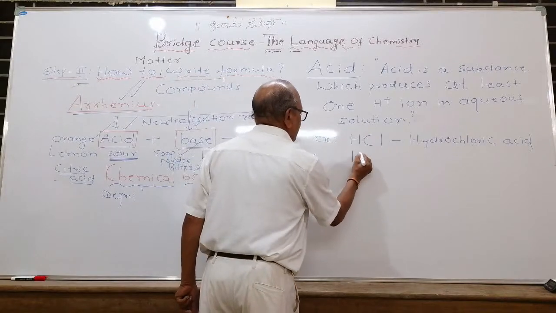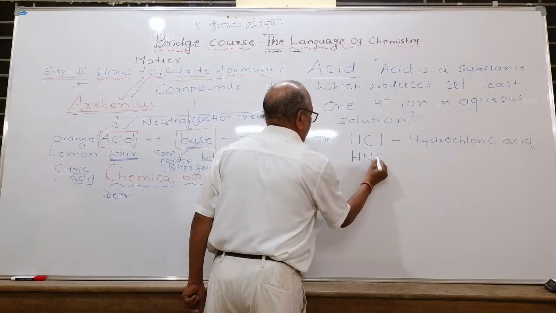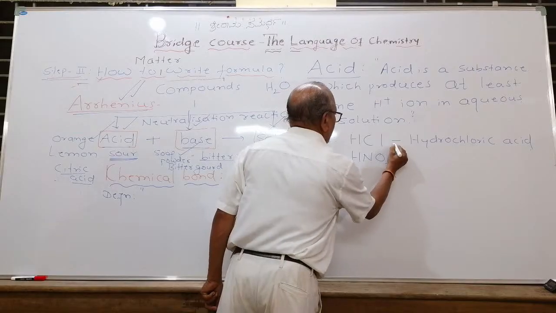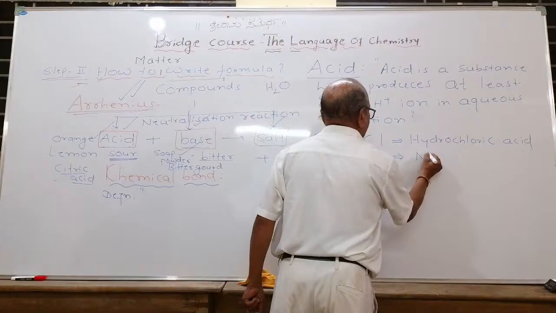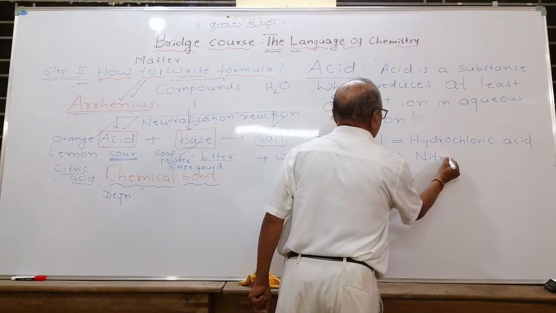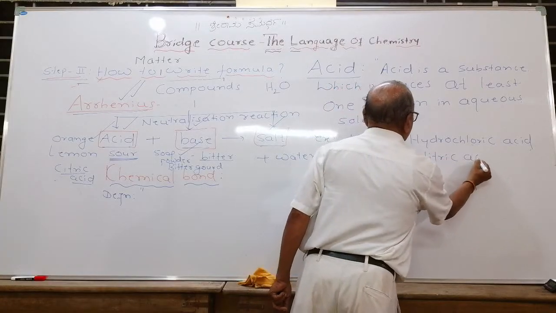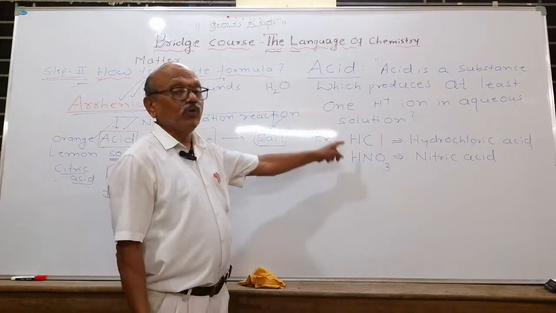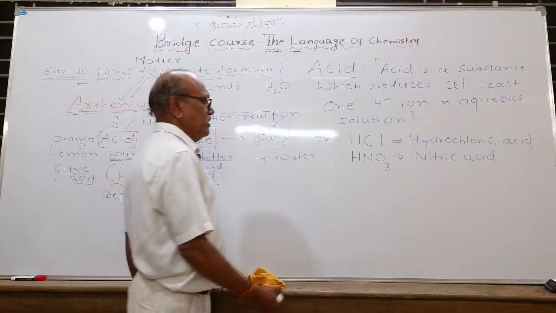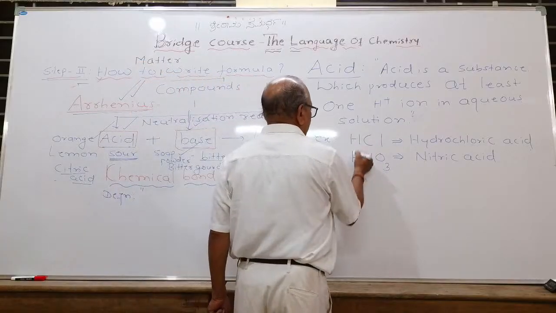I will take a next acid, HNO3, right? Can you name this acid? This acid is called as nitric acid. They contain only one hydrogen atom. Nitric acid having one hydrogen atom, right? So these are inorganic acids.